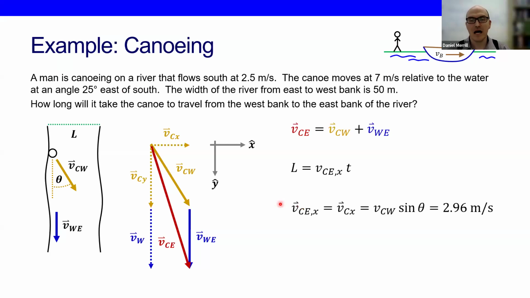In other words, if I look at this angle over here in my picture, I want to find this eastward component. That would be the opposite side of the right triangle. So I could take 7 meters per second multiplied by sine of 25 degrees. And that would give me my eastward component, this opposite side of my right triangle, this x component. And that ends up being 2.96 meters per second.